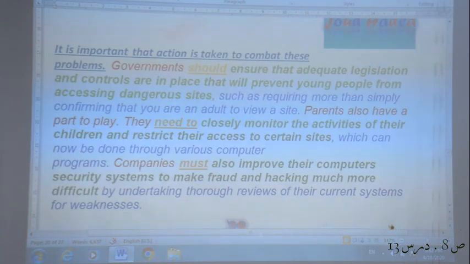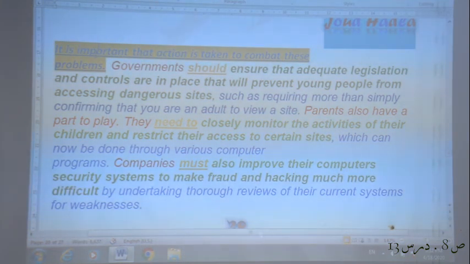It's very important to use when you want to write about solutions in any essay that you will write about in your exam. It is a very important introductory expression, and it is shaded in yellow for you because it's very important to learn it by heart when you want to write solution essays. It's important that action is taken to combat, to prevent, to stop these problems. Again, it's important that action is taken to combat. What does that mean? To stop, to prevent these problems.